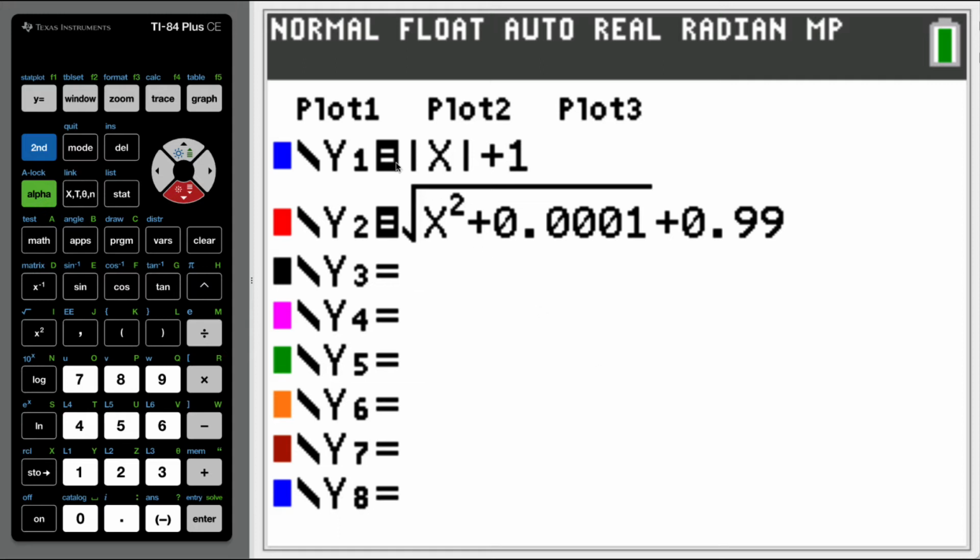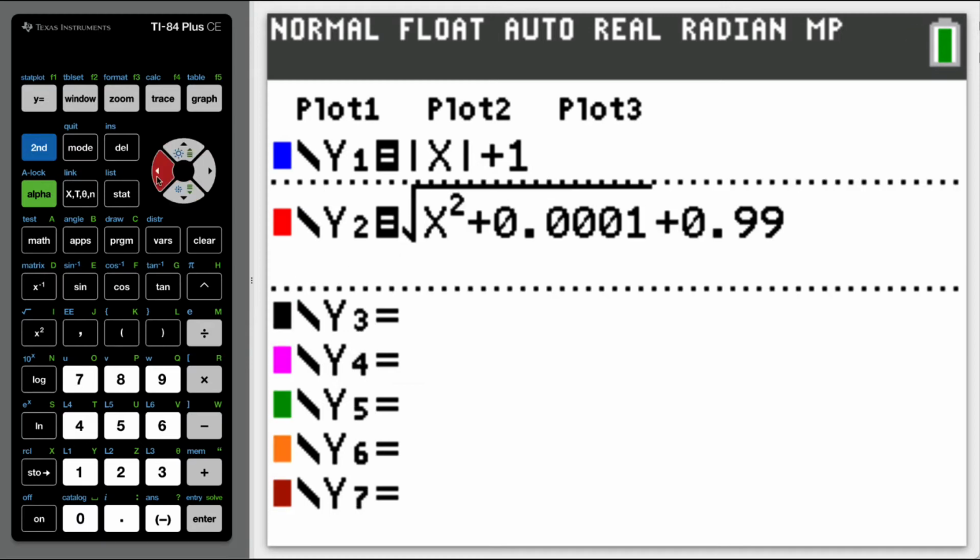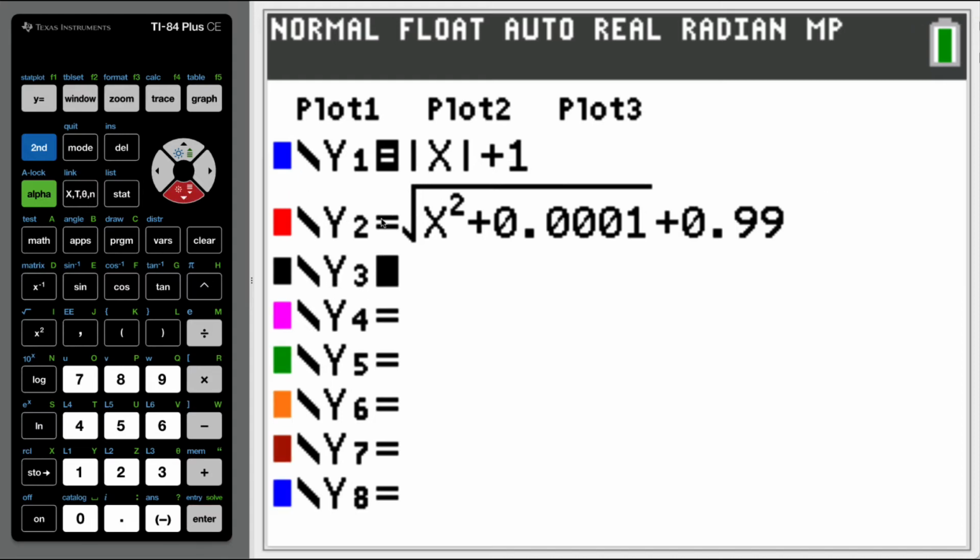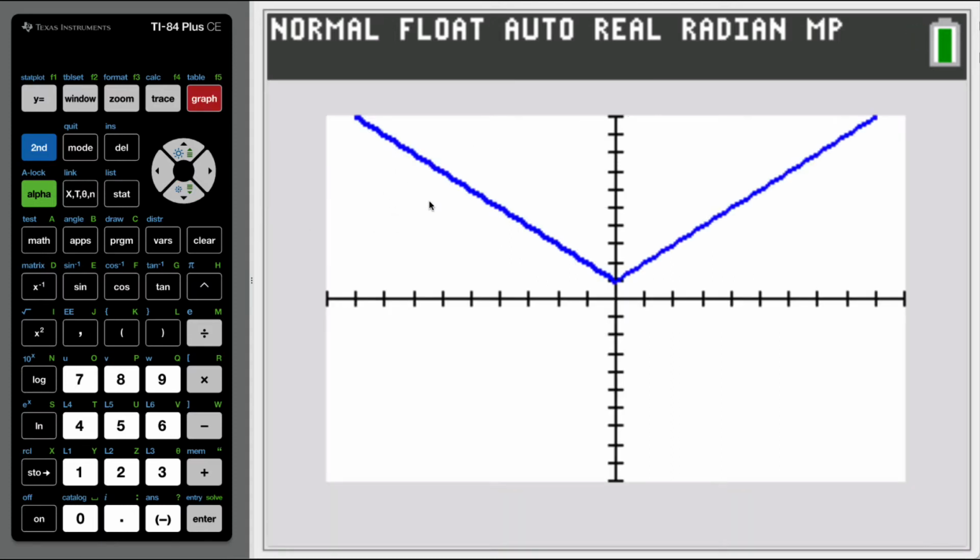In my calculator, I've got both of those functions typed in. I only want to graph out the y1 right now. So I'm going to arrow up here to y2, arrow over to the equal sign where it's highlighted, and hit enter. By unhighlighting that, it's not going to graph out that function yet. So if I hit graph, we're going to get the graph for our function f.